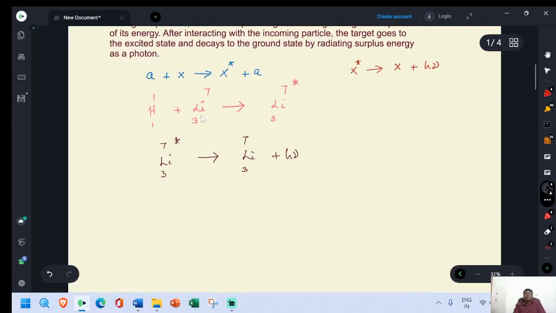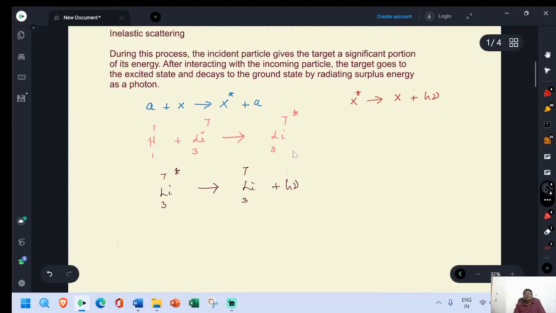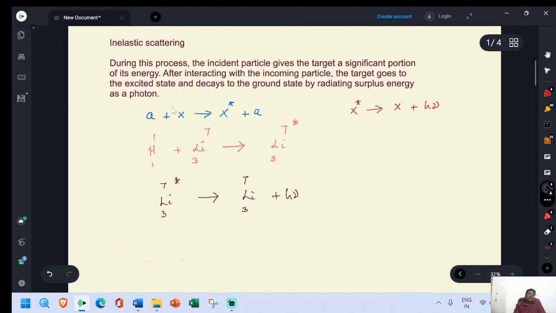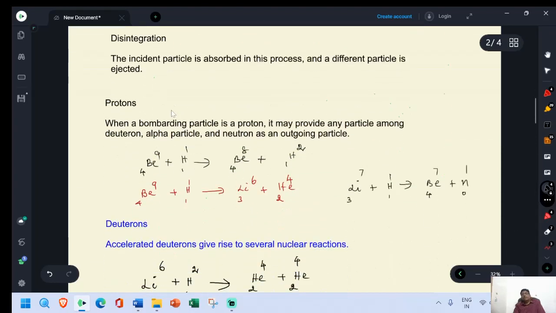See this example. Lithium-7, after absorbing a proton, reaches the excited state of lithium-7 with a star. It comes to the ground state once again by emitting a photon of energy h nu. This is an example of inelastic scattering. And the third process is disintegration. The incident particle is absorbed in this process and a different particle is ejected.